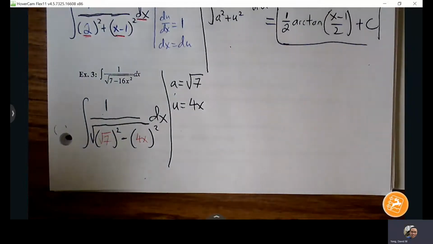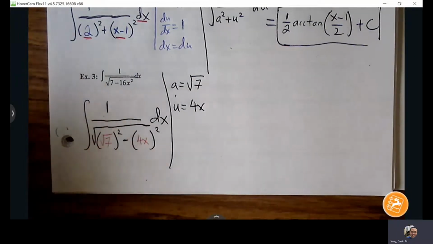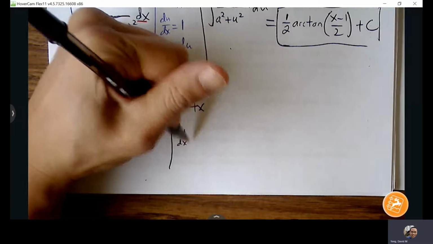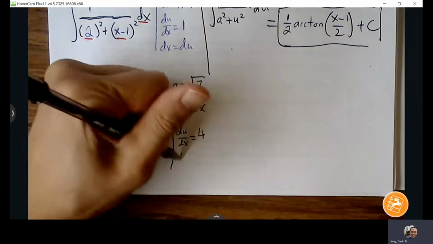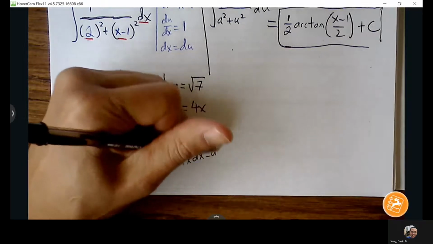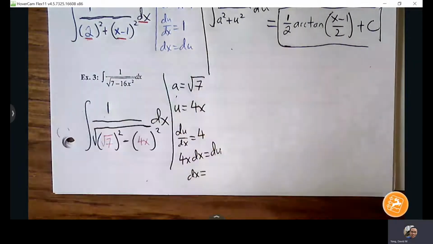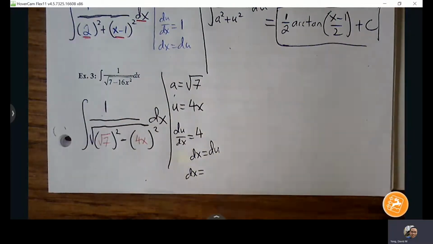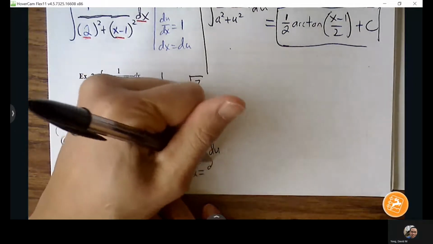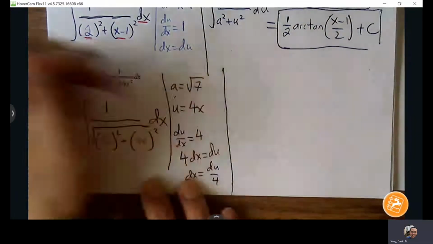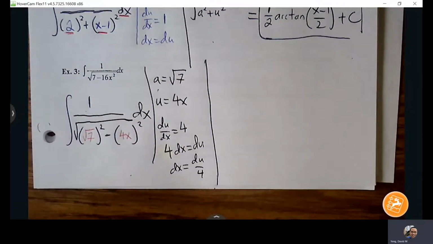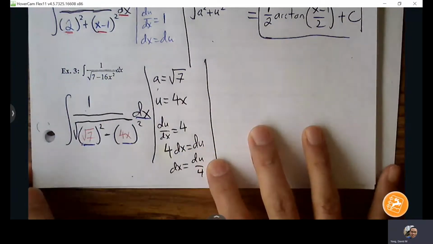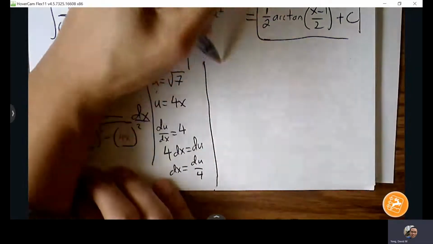Okay, next up, let's find the du dx so that we can convert everything to be in terms of a and u. Du dx equals 4, cross multiply. I'm sorry, 4 dx. Okay, now there's some left over here we have to keep track of, right? Okay, so piece by piece here, I'm going to replace the root 7, the 4x and dx in terms of a, u and du. Let's see what we have.